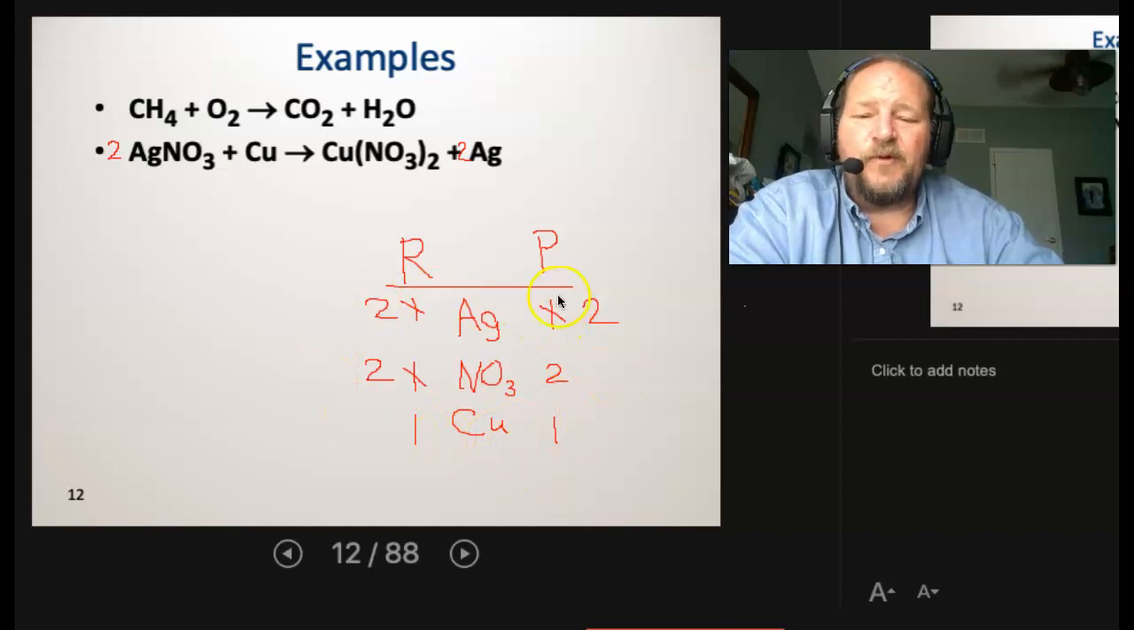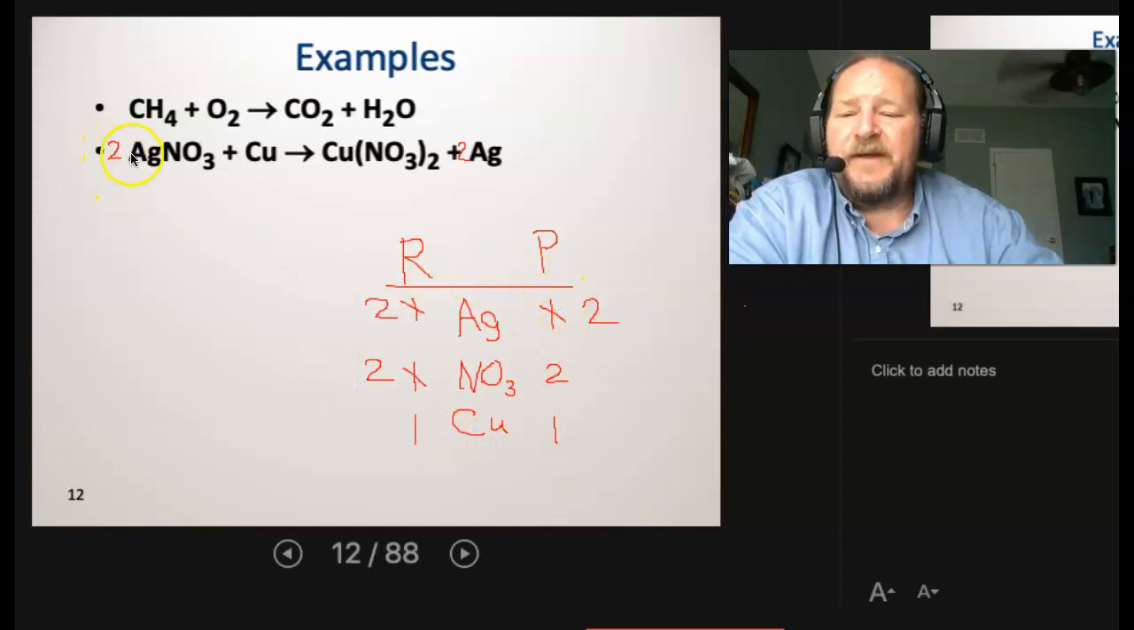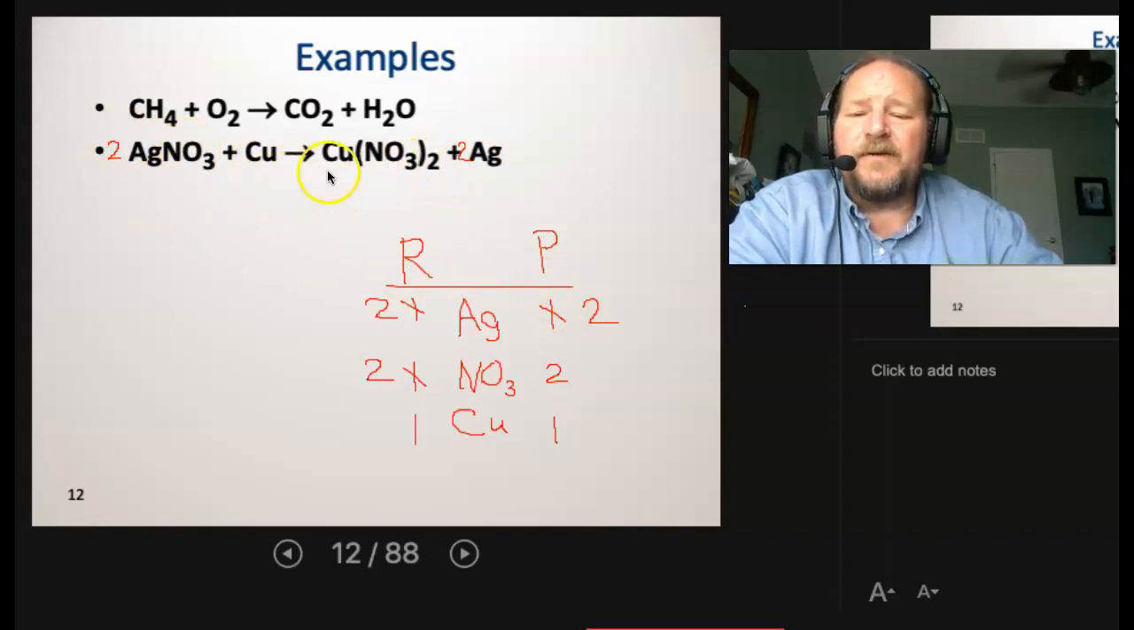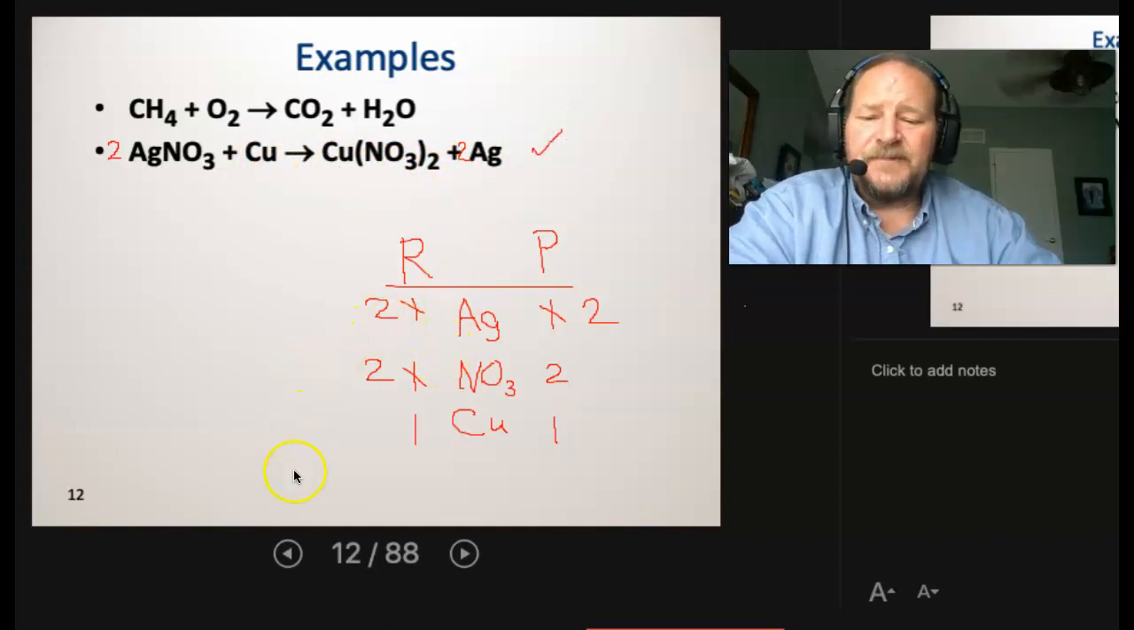So according to the table, we should be good. So here we have 2 silver, 2 silver, 2 nitrate, 2 nitrate, 1 copper, 1 copper. This reaction is now balanced.